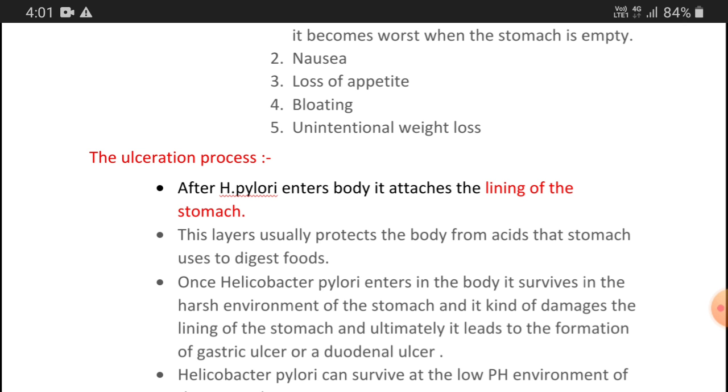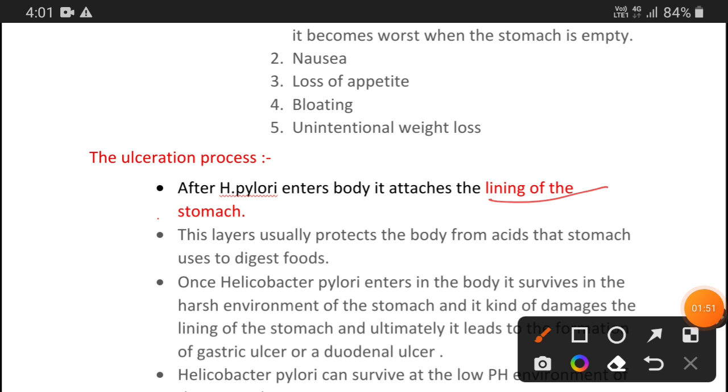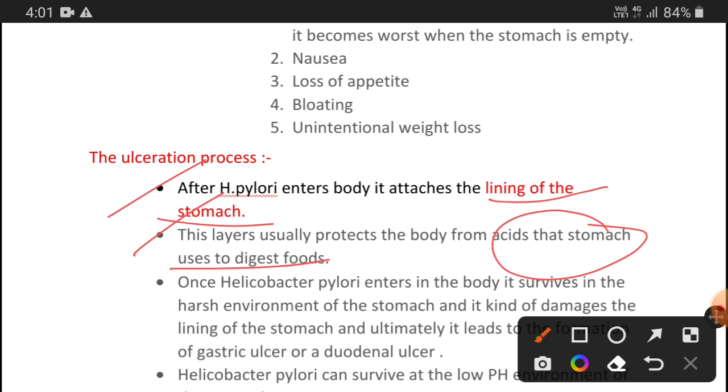Okay, so the first thing is that for causing the ulceration, Helicobacter pylori needs to enter into the stomach, right? After entering the stomach, it will attach to the lining of the stomach. Okay, and this lining is the layer that actually saves other parts of our body from the acid that the stomach uses for digestion of food, because we all know that the stomach deals with HCl, right? So it is too harmful for our other organs, so this layer protects us from that kind of acid, and this is where Helicobacter pylori likes to bind.